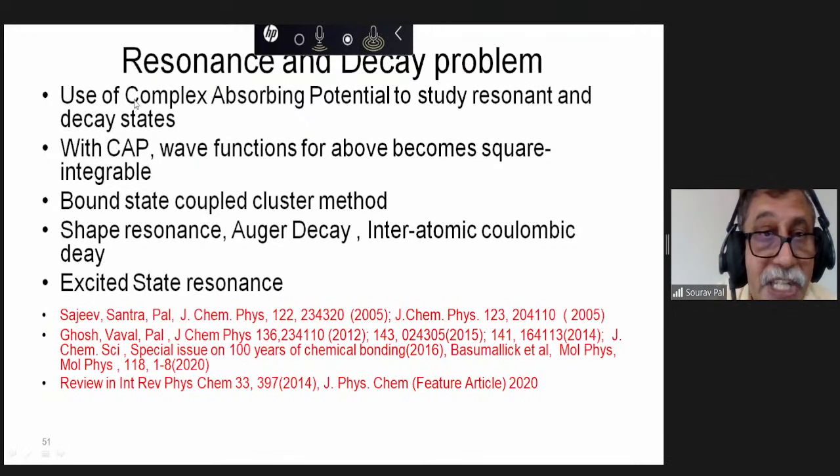and for that we required addition of a complex absorbing potential, because that addition makes the wave function square integrable. It's very, very important to realize that our coupled cluster works only when you have a square integrable wave function, which is the hallmark of the bound state method. However, when you do resonance and decay, or there are very new experiments of interatomic Coulombic decay, these are not square integrable wave functions. So how do you do that? You make a CAP, and with the CAP, one can show that there is an imaginary part, which is the decay, and the real part of the complex energy becomes the resonance energy. So one can show that we did a lot of work on this.